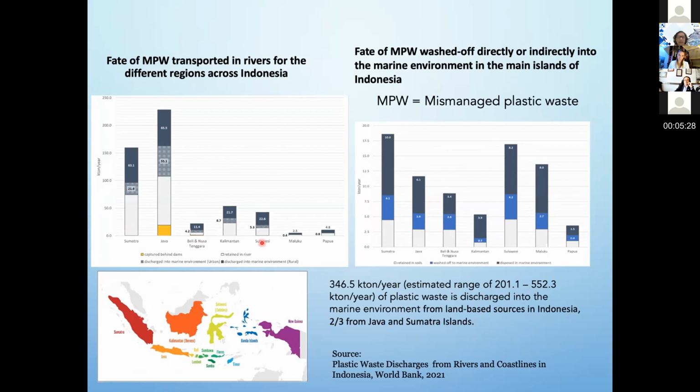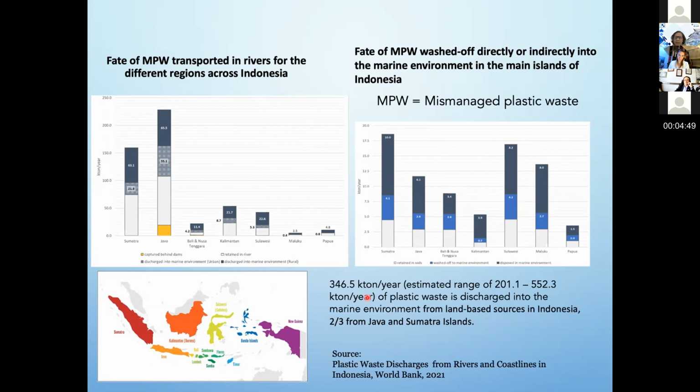But based on the result, we can see that if we count from Bali to Papua, the number of MPP transported is still low compared with what is in Sumatra and Java Island. And you can see here the fate of MPP, whether directly or indirectly into the marine environment, in the main islands in Indonesia. We can see also that Sumatra and Java have a very big number, and also some in Sulawesi and in Maluku.